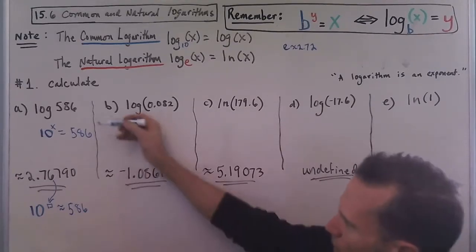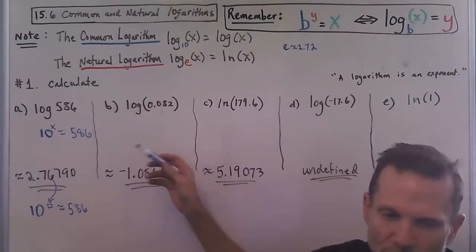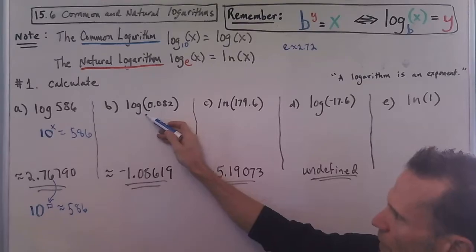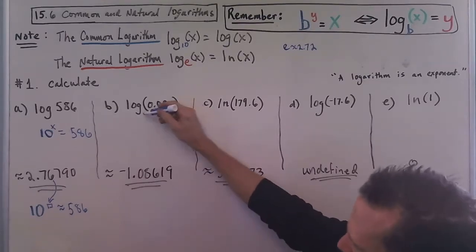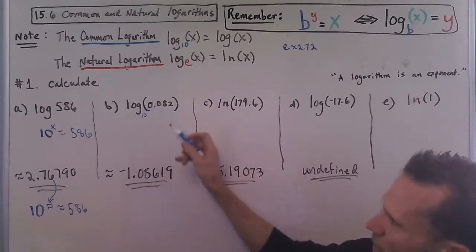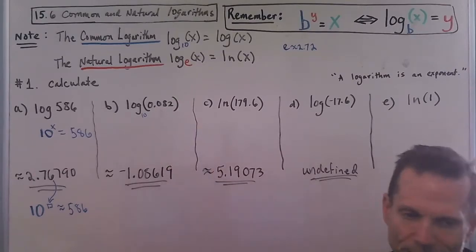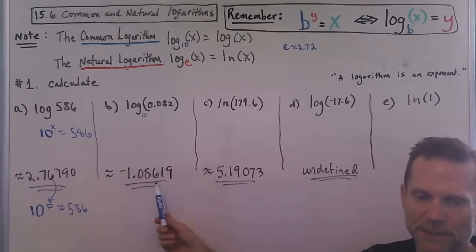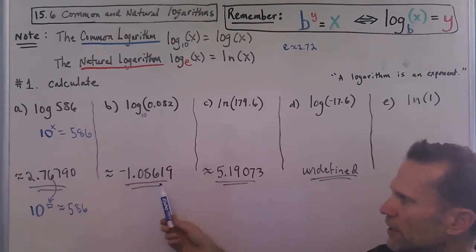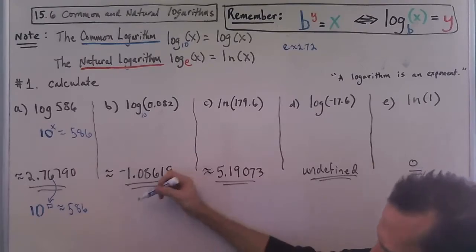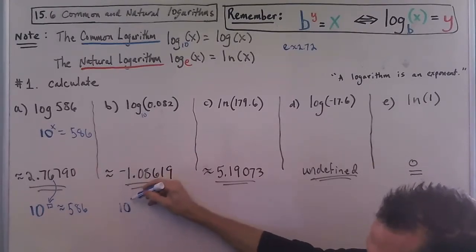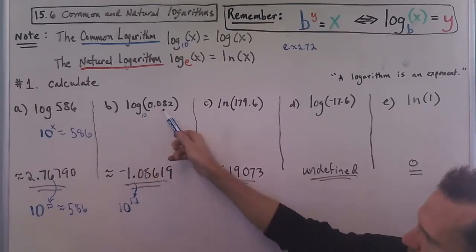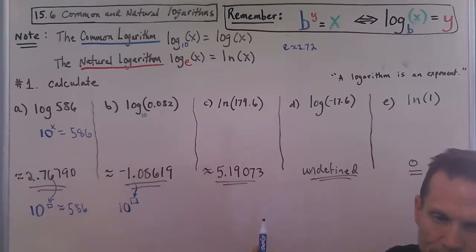So remember, you can just punch this into your calculator, but it's a good idea to think through the logic here. So this one, what are we thinking about? 10, because there's a 10 here. 10 to what power equals 0.082? I can't think of that, and what it does come out to be is this number here. So again, you could test it on your calculator. You could take 10 and raise it to this power, and we'll get about this number.